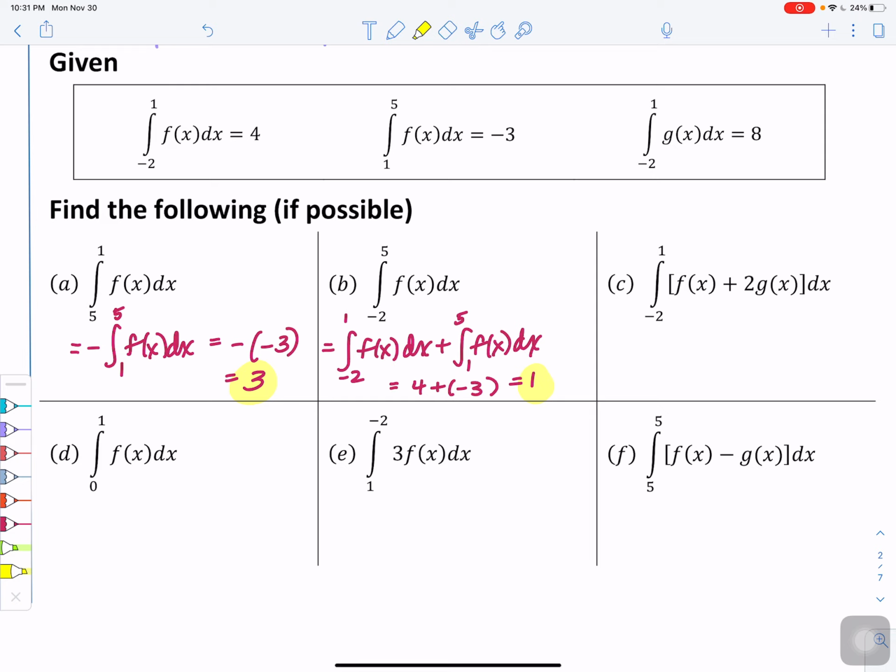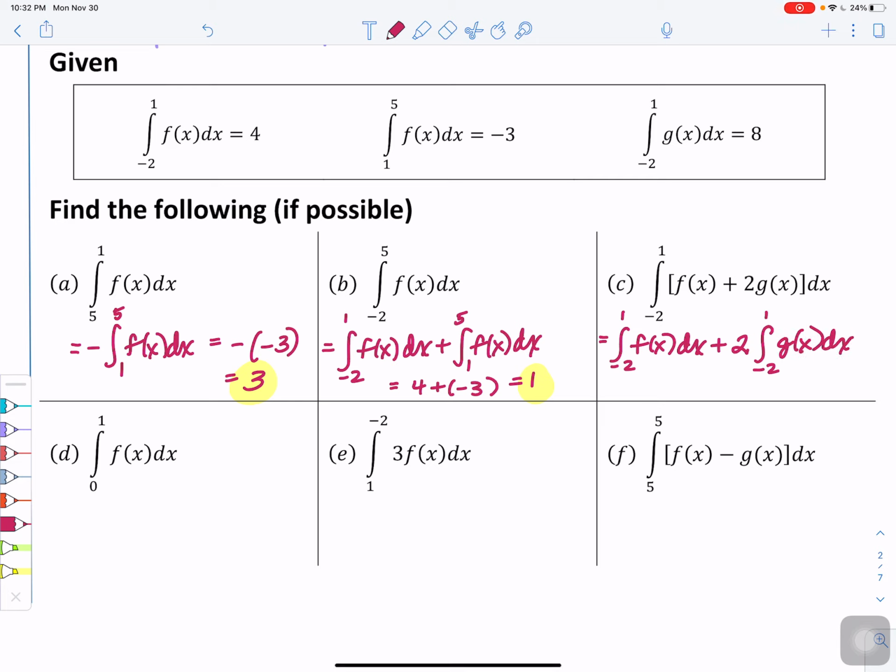Okay, let's go ahead and take a look at C. We have the integral from -2 to 1 of f of x plus 2g of x. This is going to be cool. That gives us the integral from -2 to 1 of f of x dx plus 2 times the integral from -2 to 1 of g of x dx.